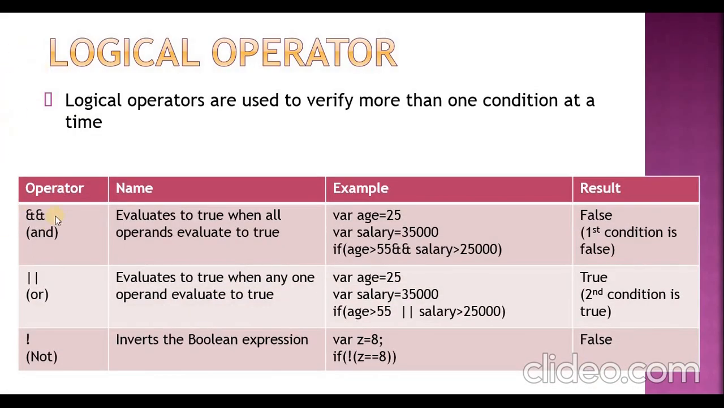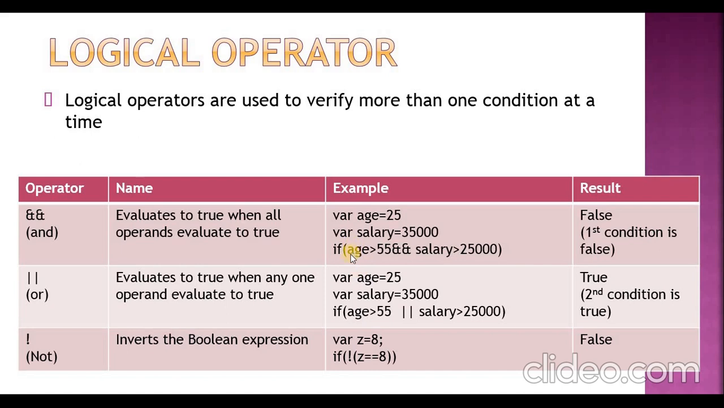The first one is AND. It is indicated by 2 ampersand signs. The AND operator evaluates to true when all the operands evaluate to true. This means if all the conditions are true, then the result is true. If either of the conditions is false, the result will be false. Let us see this in an example. Where age equal to 25, where salary equal to 35,000. If age is greater than 55 and salary is greater than 25,000.